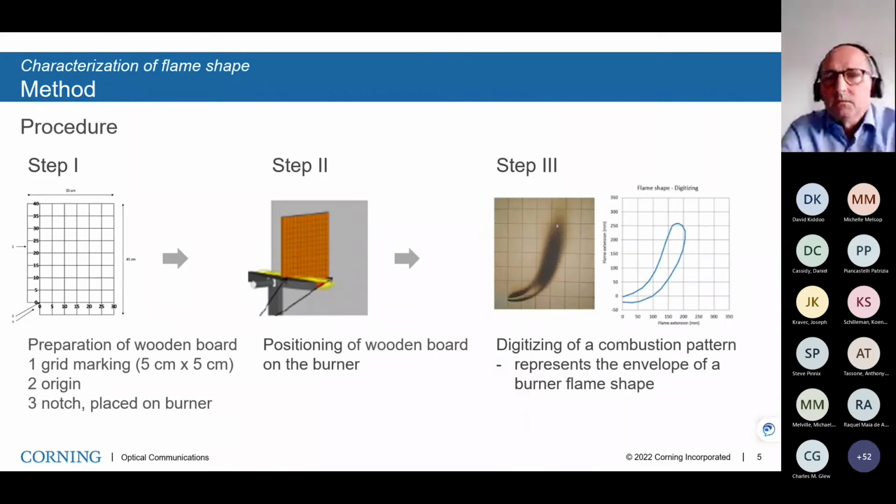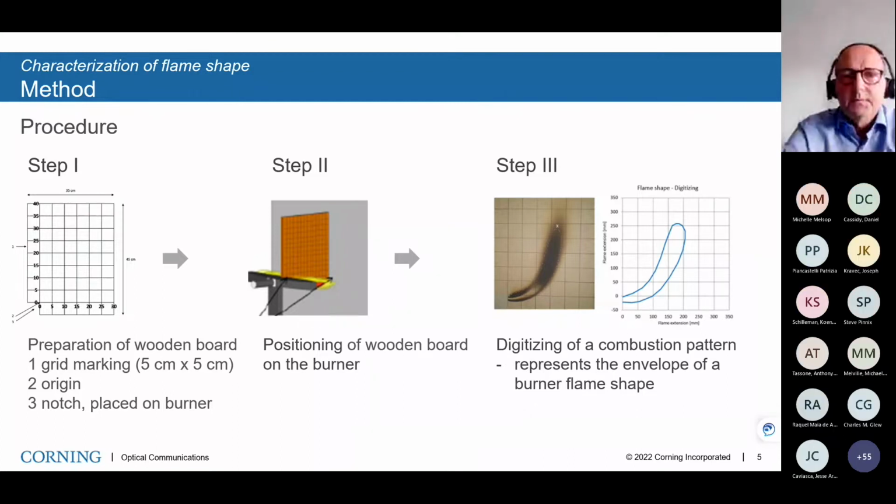Which method is used to characterize the flame shape? The procedure is shown here in 3 steps. Step 1, a grid is marked on the wooden board for flame shape characterization, as shown on the left. Step 2, the board is now vertically positioned on top of the burner at the center line, so the burner flame can work unhindered on both sides of the board. Step 3, the combustion pattern on the board needs to be digitized, which finally represents the flame envelope for further evaluation and comparison.